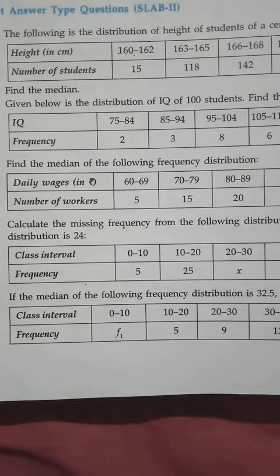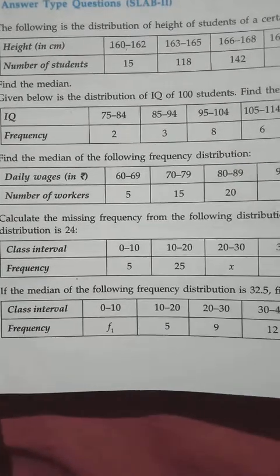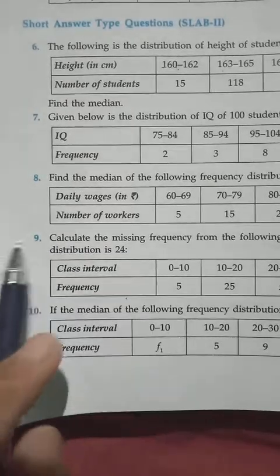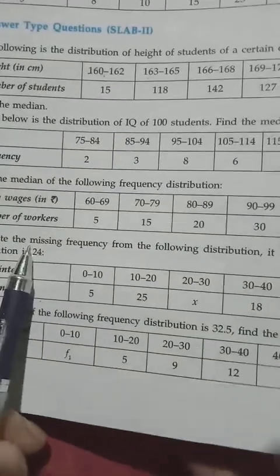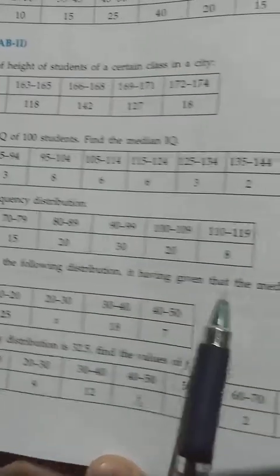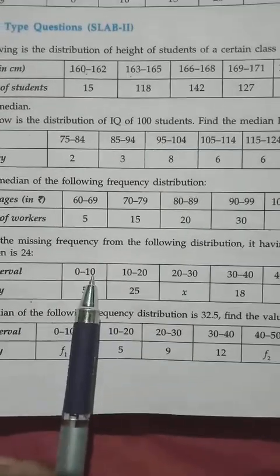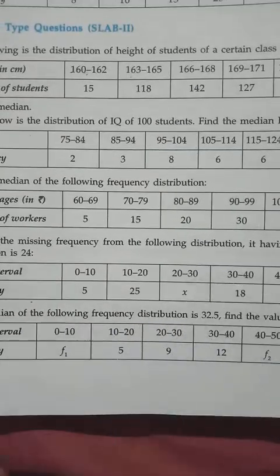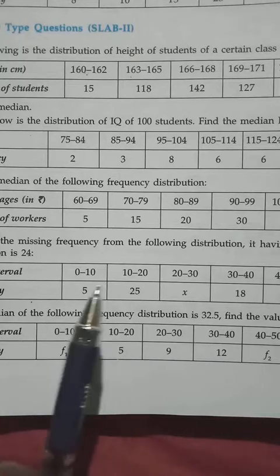We'll continue with statistics 14C, find the median, question number 9. Here we have to find a missing frequency. They already give us the median is equal to 24. If we look at the class intervals, they are already continuous, so we can apply the formula directly.